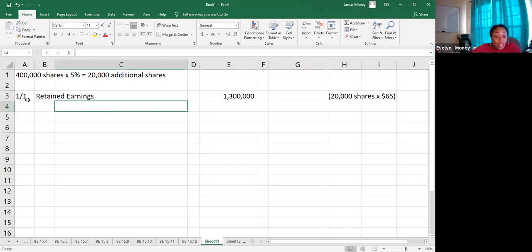Now, because we are distributing additional shares of stock in this dividend, but we're not doing it all in the same day, I know that I need to put common stock on the books, but I can't just go ahead and credit common stock because I don't have my shares ready to go yet. So we have to use our placeholder account. It's an equity account. So we're not using a liability account. We're using an equity account called common dividend distributable.